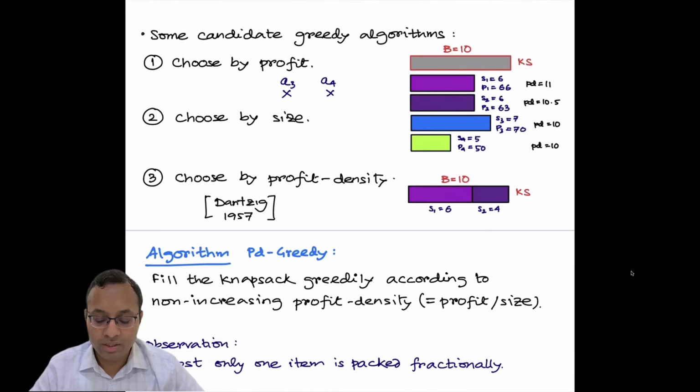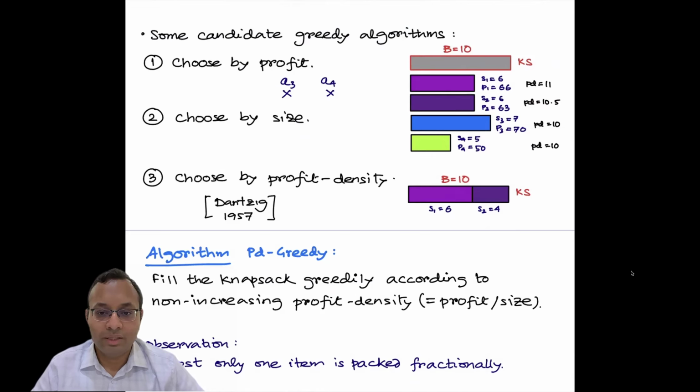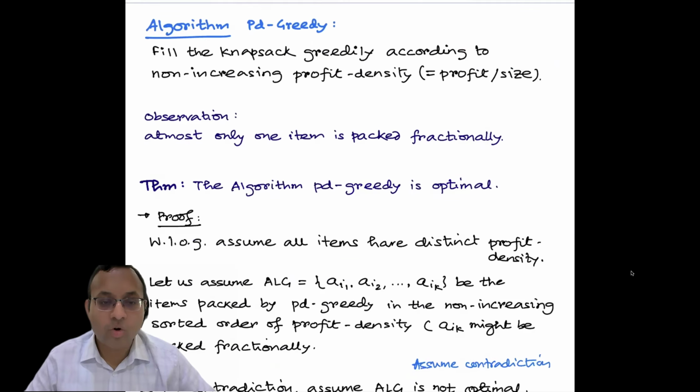If you think, you'll see the optimal solution is this, where you take the entire first element and a part of the second element. In this case, the items are packed according to profit density. Profit density is the ratio of profit to size. This is an algorithm developed by Dantzig in 1957. So let's go over the algorithm.